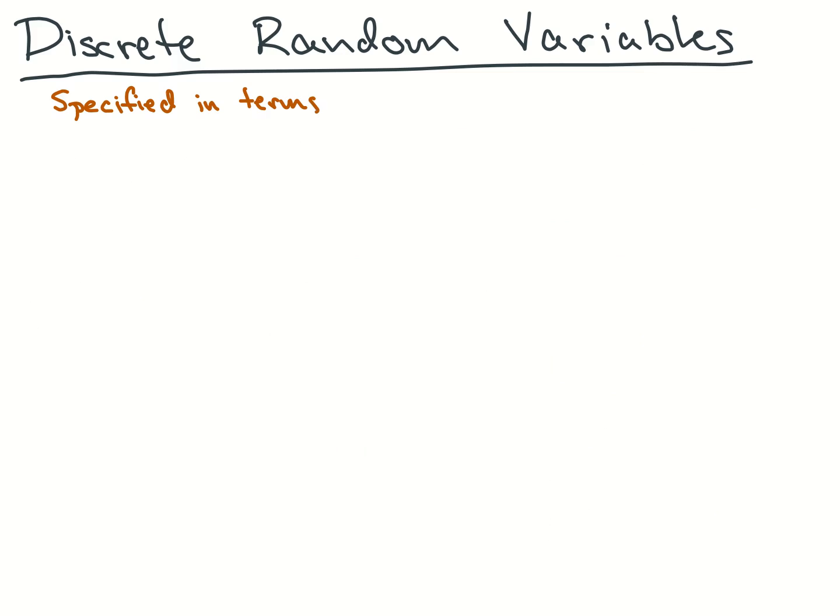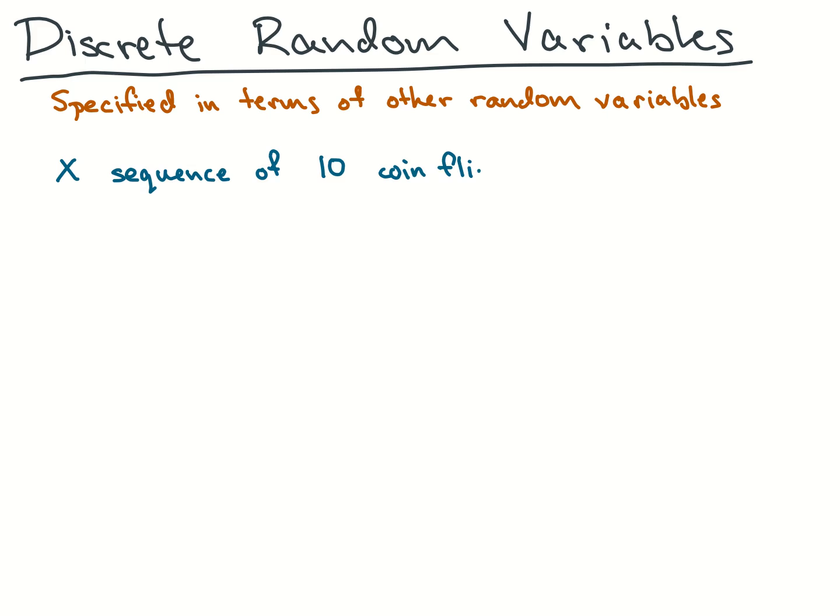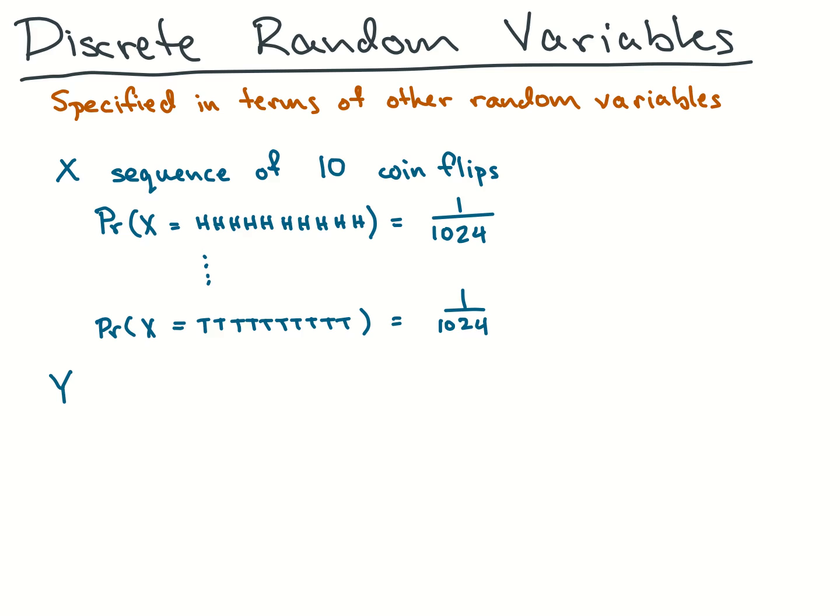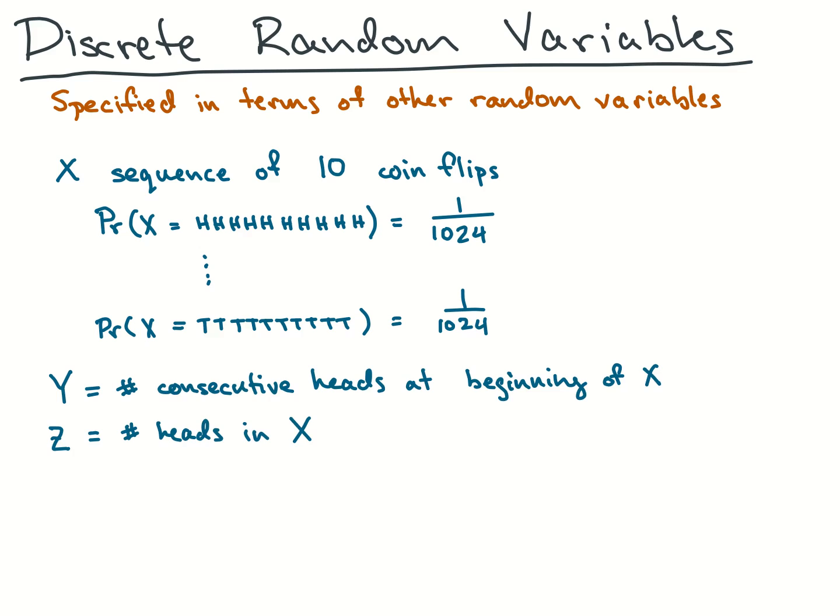You can also specify discrete random variables by writing them as a function of other discrete random variables. For example, let x be a sequence of 10 independent fair coins. I'm not going to write down all the probabilities because there are more than 1,000 possible outcomes, but in principle you could. Now let y be the number of consecutive heads at the beginning of x, and let z be the number of heads in x. y and z are random variables that I've defined by expressing them in terms of another random variable, namely x. To test your understanding, try writing down the probability mass functions of y and z.